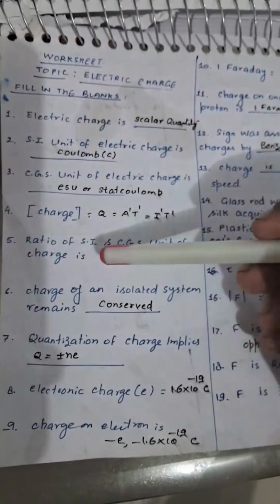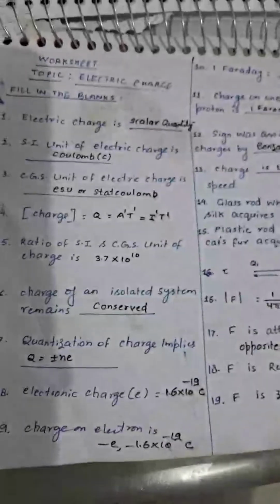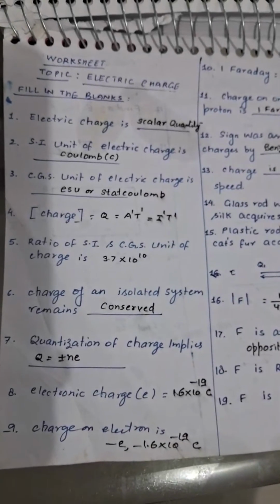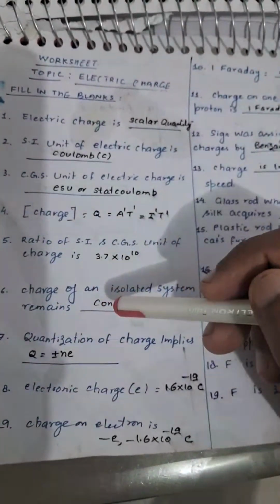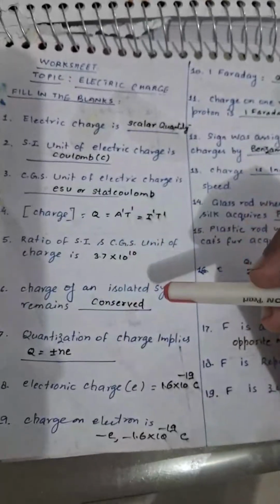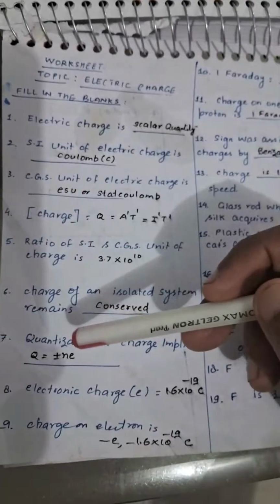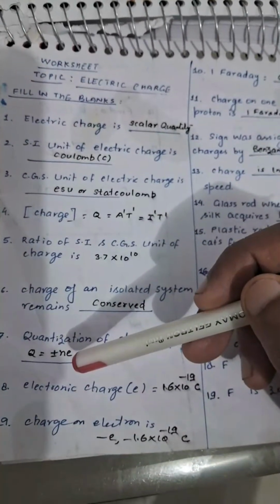Then is the ratio of SI and CGS unit of charge. So it is 3 into 10 to the power 9. Then is the charge of an isolated system. So it remains conserved. Then quantization of electric charge implies Q equals plus minus n e.